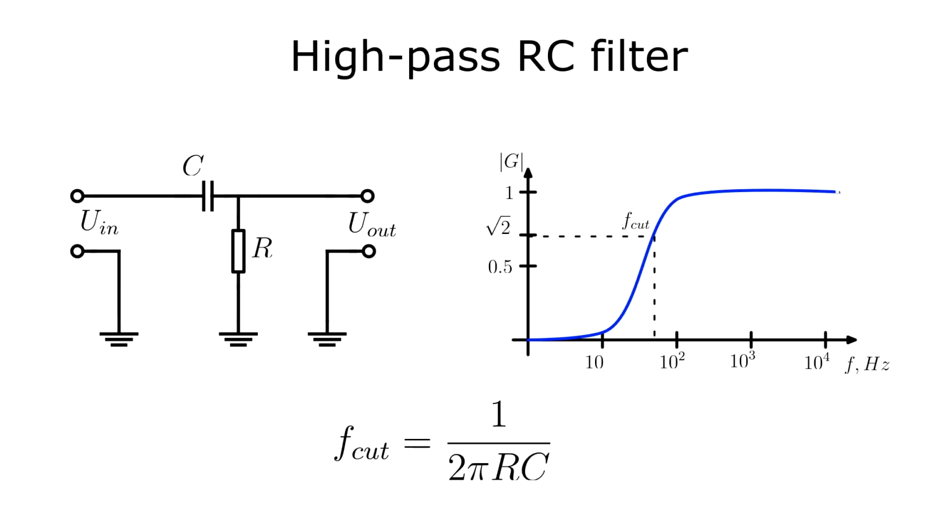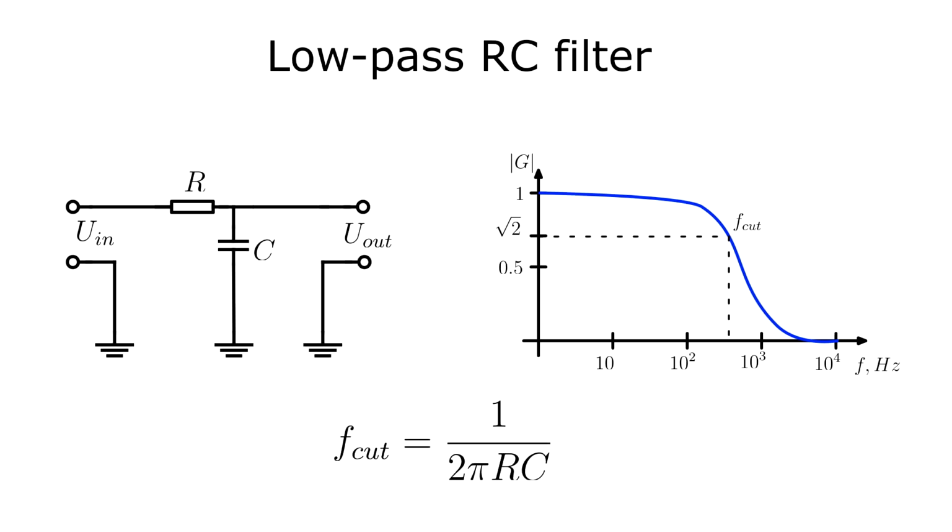A first-order RC high-pass filter consists of a resistor and capacitor connected in series. The capacitor exhibits high impedance for low-frequency signals and easily conducts high-frequency signals. The attenuation decreases with the frequency. The cutoff frequency, where attenuation equals square root of 2, can be calculated by a formula. If we swap the resistor and capacitor in the high-pass filter, we obtain a low-pass filter. The cutoff frequency for the low-pass filter can be calculated using the same formula as the high-pass filter.